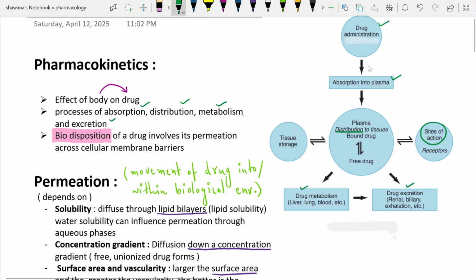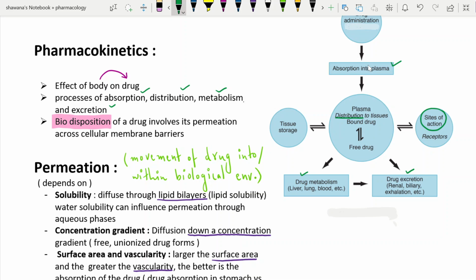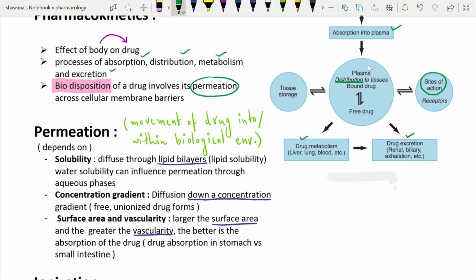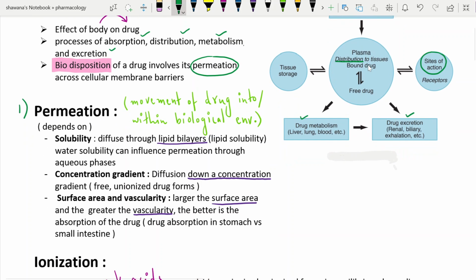The other term which is used is biodisposition. Biodisposition means the permeation of the drug across the biological membranes, the plasma membrane. So the first step is the permeation. Apart from the administration, the ways of administration of the drug will directly go through the permeation. Permeation depends on three factors which affect the permeation.